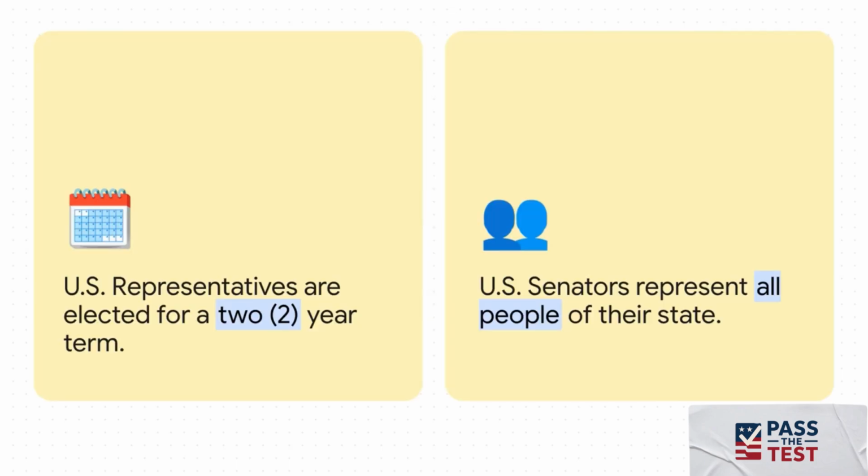All right, that leads us right into how long people serve and who they represent. So, first question, we elect a U.S. representative for how many years? What do you think? The answer is a 2-year term. Now let's hop over to the Senate. Who does a U.S. Senator represent? Well, they represent all the people of their entire state.